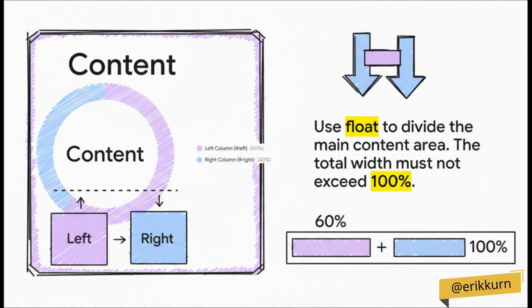We can use the exact same technique to create a multi-column layout for our main content. For instance, we could create a left div and a right div, float them both to the left, and give them different widths, say 60% and 40%, to create a main article area and a smaller sidebar.